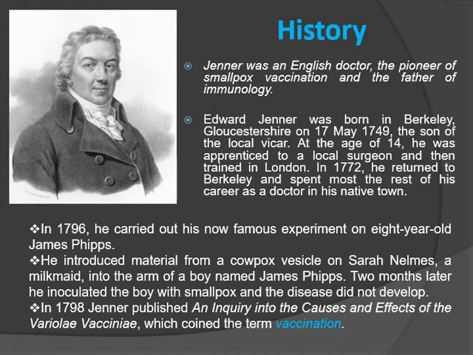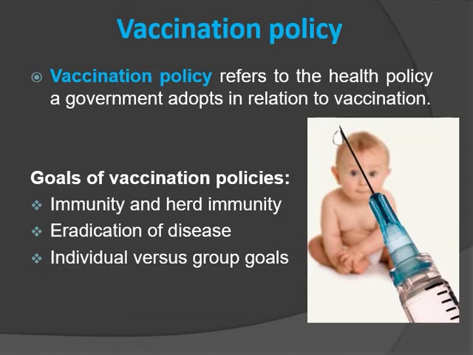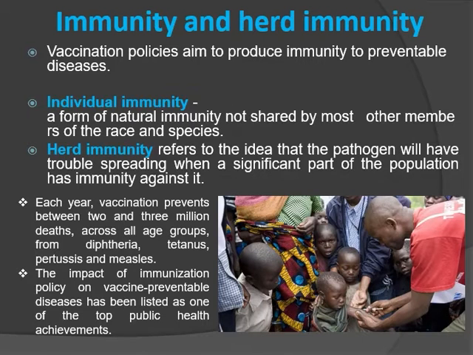Vaccination policy refers to the health policy a government adopts in relation to vaccination. Goals of the vaccination policies are the following: immunity and herd immunity, eradication of disease, individual versus group goals. Vaccination policies aim to produce immunity to preventable diseases.